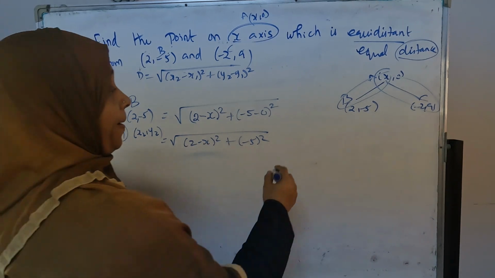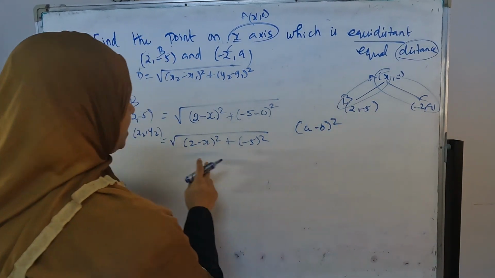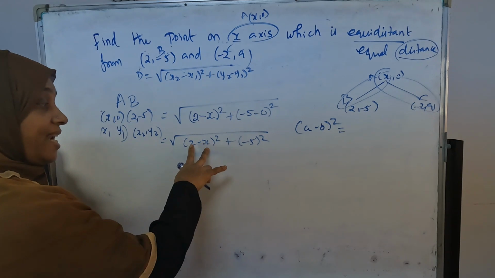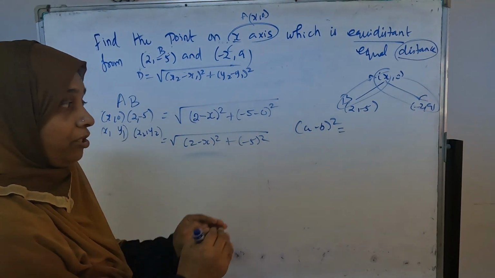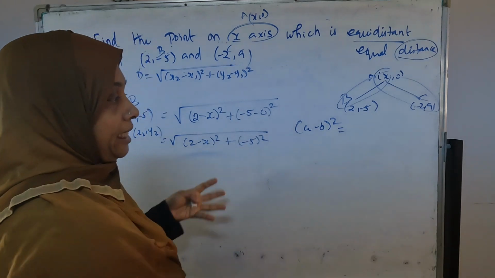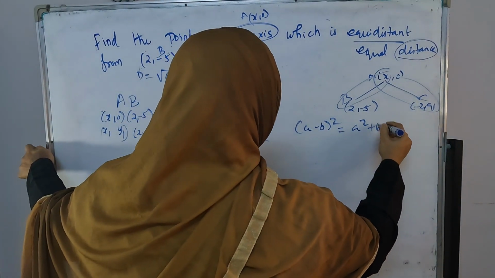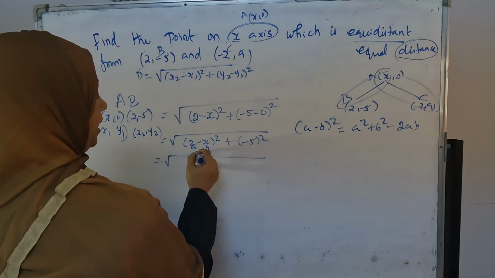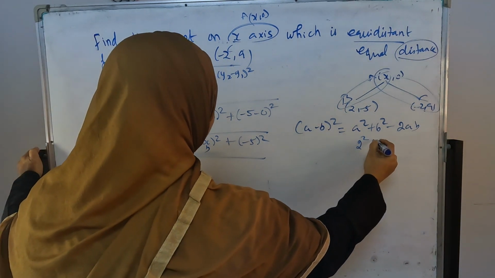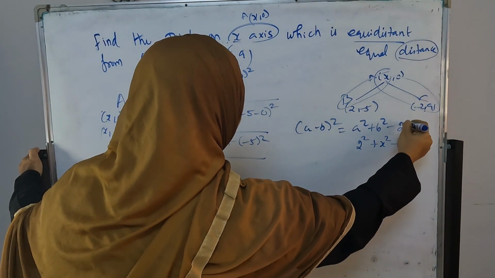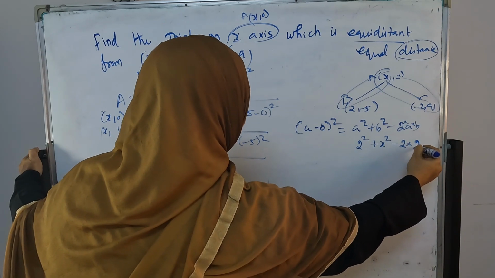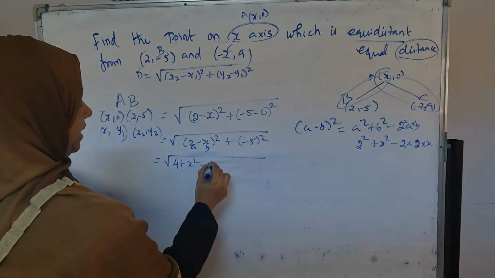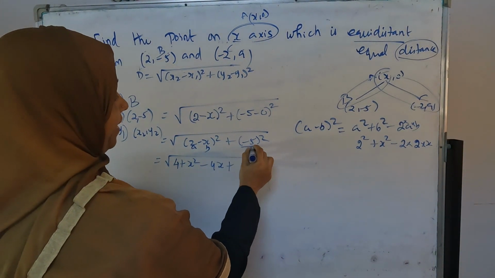So you have to use the (a minus b) the whole square formula here to expand this, because two different unlike terms are there. We cannot combine them. So use the (a minus b) the whole square formula: a square plus b square minus 2ab. Substitute here, a is 2 and b is x. So 2 square plus x square minus 2 into 2 into x. Now 2 twos are 4, plus x square minus 4x, plus (-5) into (-5).